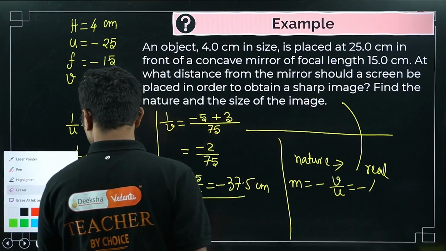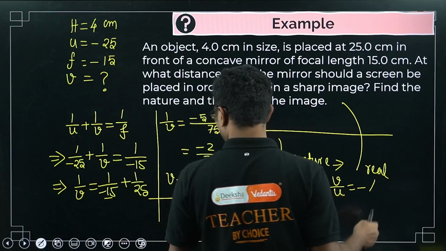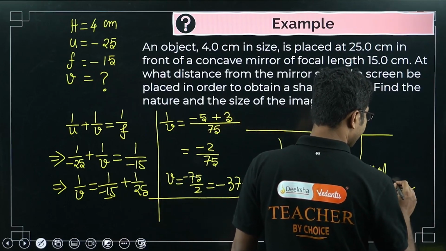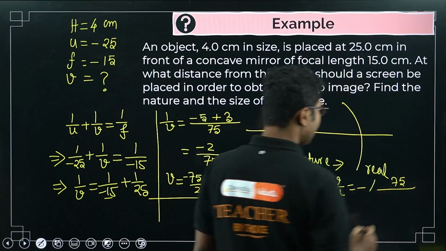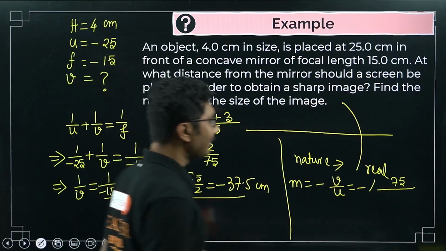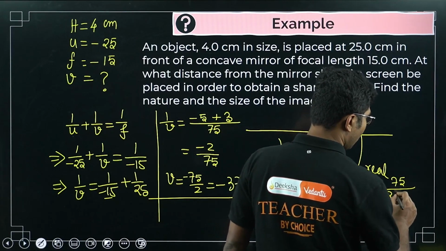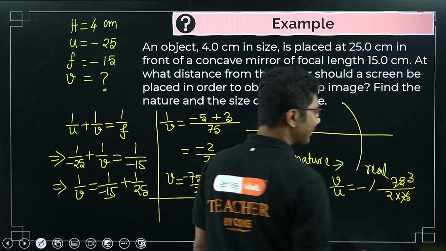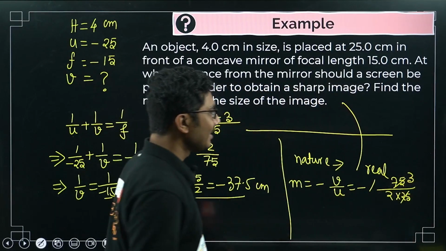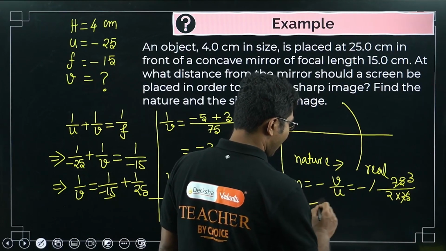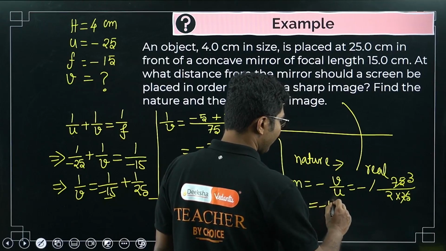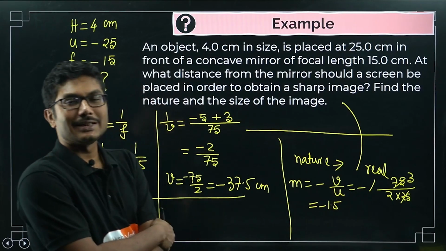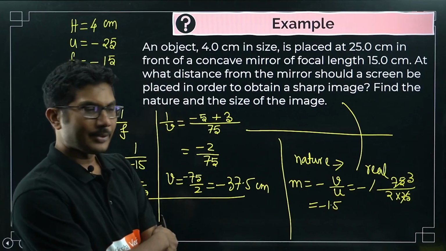You can use whatever way you want. I am using a smart way. I am replacing this 37.5 by 75 by 2 times 25. Why? Because this will be easy for me to cancel. Okay, so it will be minus 1.5. This negative sign represents this is a real image, inverted image, obviously.